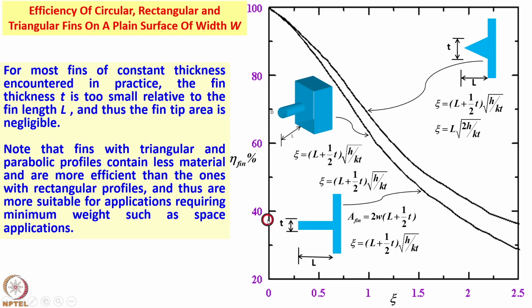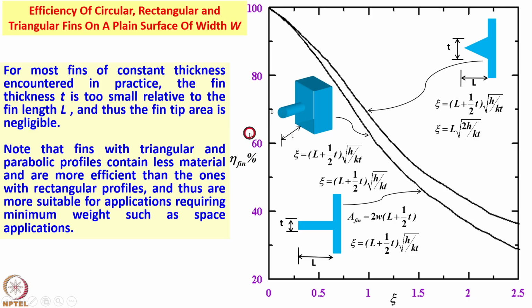For each of these fins, the efficiency of the fin is given as a function of geometric parameters, the heat transfer coefficient, and k, t and zeta. Zeta is, you see here, L plus t by 2 times the square root of h by kt, involving geometric parameters, heat transfer coefficient and thermal conductivity. We can get the efficiency of the fin for different shapes. You do not have to sit and calculate the efficiency of the fin for different shapes. You can just simply use this chart or graph and get the efficiency of the fin.